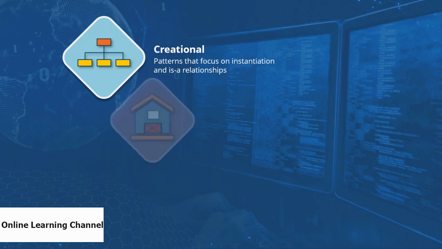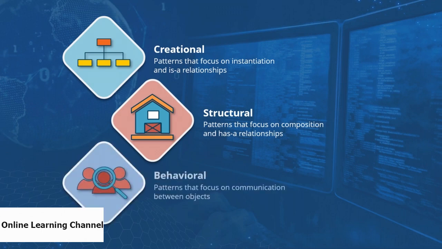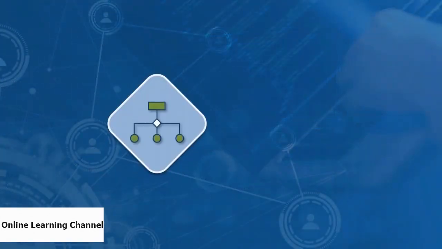After creational patterns, we have structural patterns which focus on the structure of your system, how components within your system interact with one another. Structural design patterns are patterns that focus on composition and has-a relationships that exist between your entities. And finally, we have behavioral design patterns that focus on how objects communicate with one another as well as with the external world. I'll now discuss each of these classes or categories of design patterns in a little more detail, starting with creational patterns.